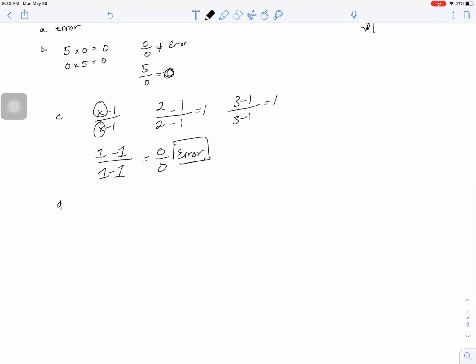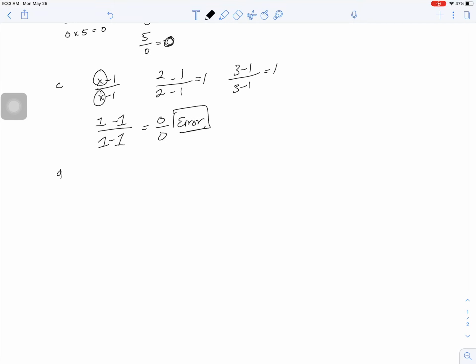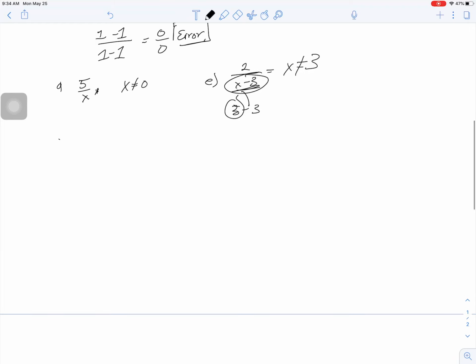Okay, that does C. Let's go to D. For the following expressions, find the number or numbers that may not be used in place of the variable. So we've learned this already, 5 over x. So here we can say that x cannot equal 0. And with E, let's write that down. We can write 2 over x minus 3. So we have to look over here and make sure that we do not get the bottom to be 0. So we have to have 3 minus 3, so x cannot equal 3. F, try on your own and see if you have this figured out. You can do it quickly with mental math, right?